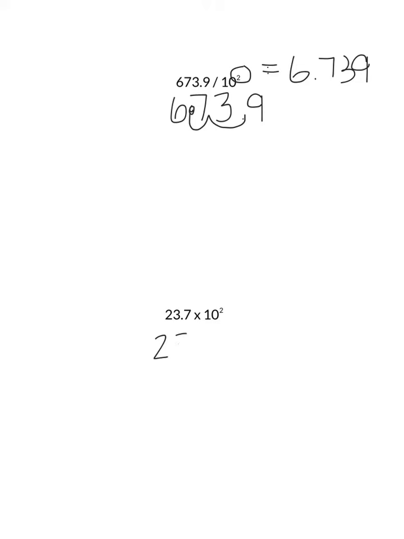And on this problem here, 673 9/10 divided by 10 to the second, we're going to start writing our 673.9, and we're dividing by 10 to the second power. So since we're dividing, we're going to take our decimal point, we're going to move it over two spots to the left, and then we're going to put it back down again. So this is now going to be 6 739 thousandths.